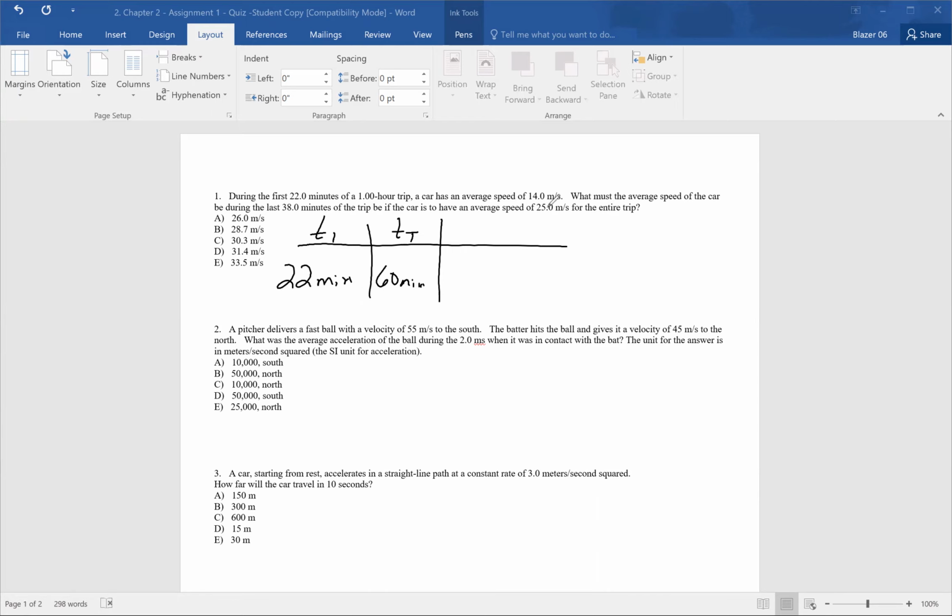Has an average speed. So this average speed is for the first part of the trip, which is 14 meters per second. What must be the average speed of the car during the last 38 minutes? So that means for time two, which is 38 minutes, I need to find out what is the average speed. What's the average speed of the car for the last 38 minutes?